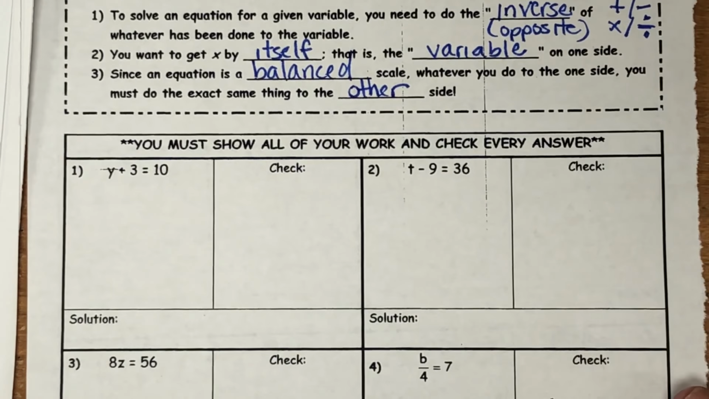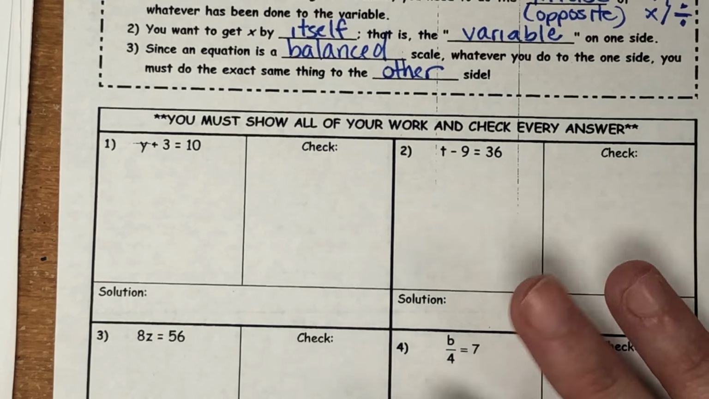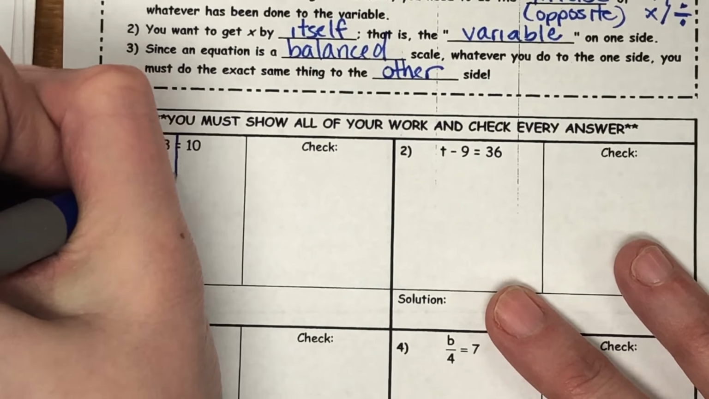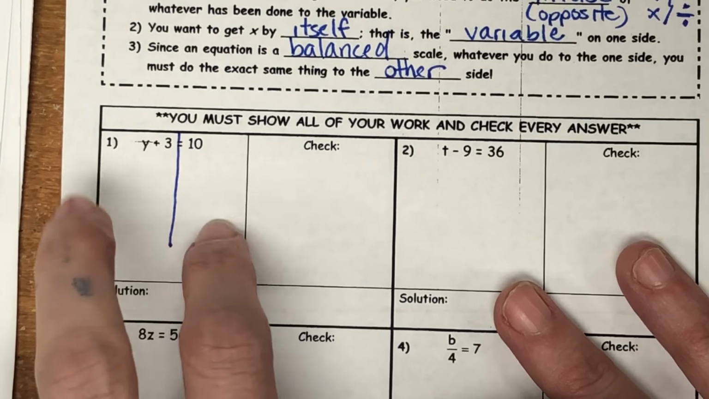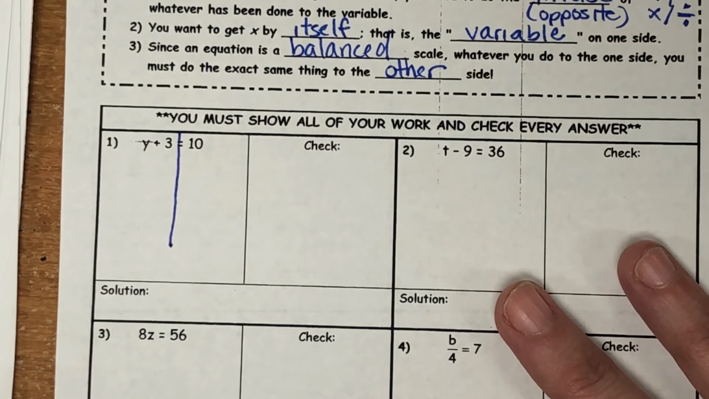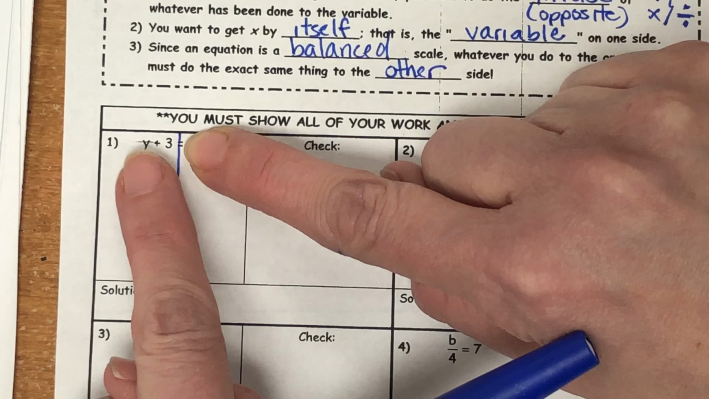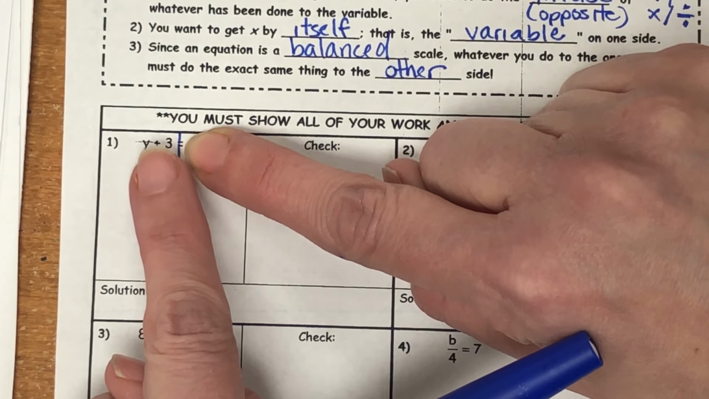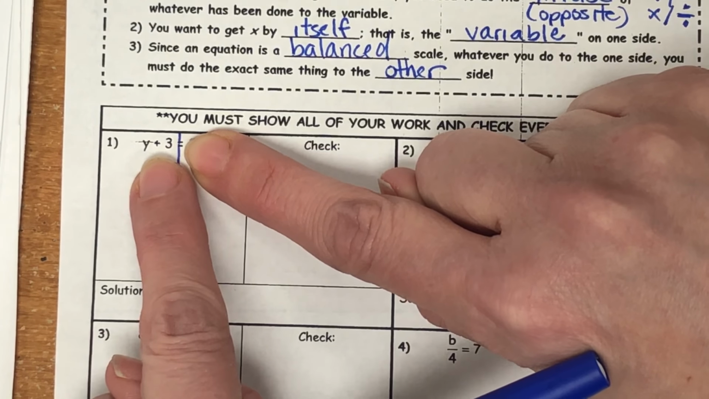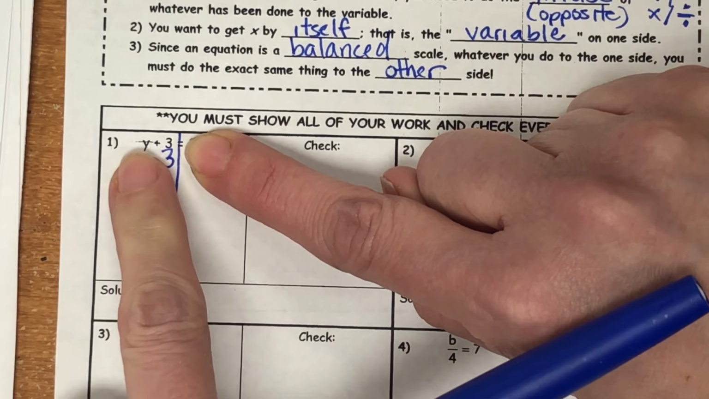We have y plus 3 equals 10. When we are solving equations, I'm going to put a line through the equal sign. Both sides of the equation have to be equal. So I've got y plus 3. Let's think about what's being done to the variable y. We are adding 3 to the variable. So the inverse operation of adding 3 would be subtracting 3. So y plus 3, I'm going to subtract 3 to get the variable by itself.